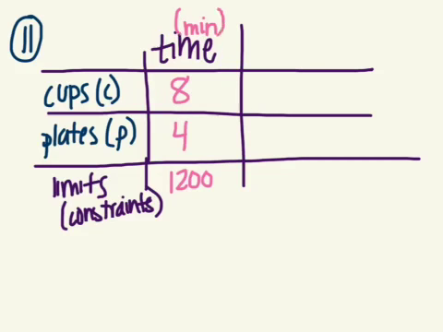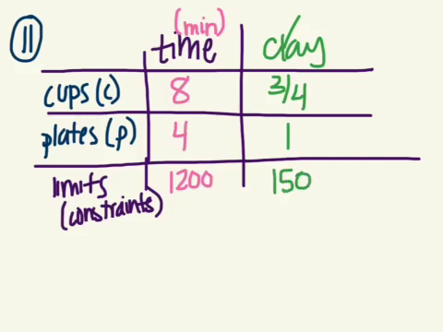Okay. And then if you read through it, it also talks about how much clay she has to make each one. It says that for each cup, she uses 3/4 of a pound. This is clay. She uses 3/4 of a pound of clay for each cup, and then she uses 1 pound of clay for each plate, and she has 150 pounds of clay to use.